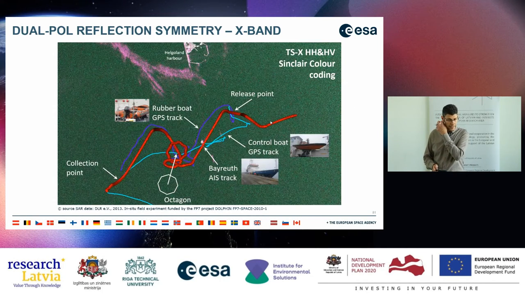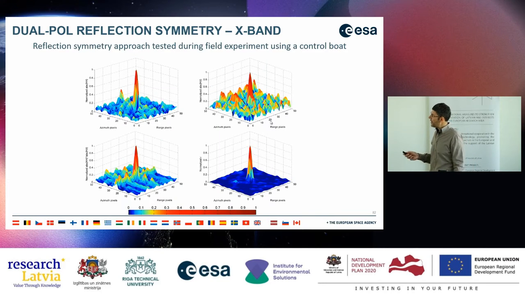Yeah, so this was an example where we also used dual pole, and to validate the algorithm we used this small control boat here, as you see in the picture, it was something like 4 meters. And here is a 3D scattering plot of the ship, which was imaged, which shows the strength in HH, the strength in HV, and then combining HH and VV in amplitude, and also combining HH and VV with phase. And then you see on the bottom right that this peak is much higher than the ocean surface, which is, in that case, color-coded as blue. So that helps a lot for the ship detection, right?